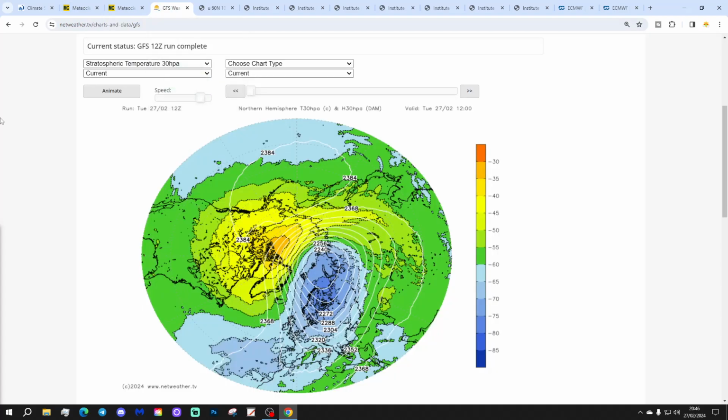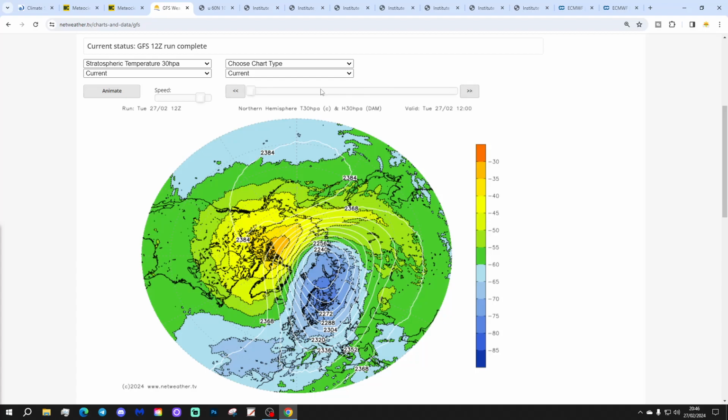That's 10 HPA. We can go over to Net Weather though and have a look at the temperature forecast for GFS for 30 HPA, which of course is lower down, closer to the troposphere. That's the current situation. We get the blue colours, cold temperatures at their roots in the stratosphere, based on 30 HPA, and the warming over the pole itself and into parts of Canada as well.